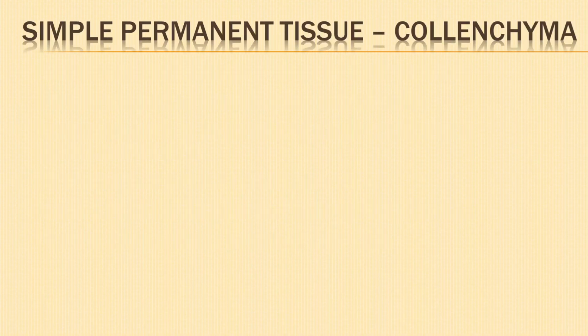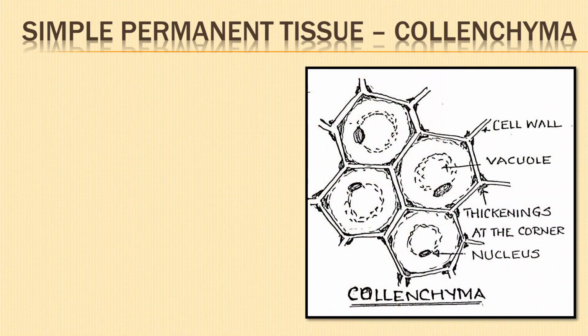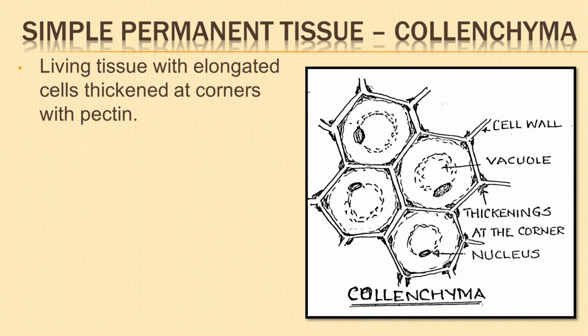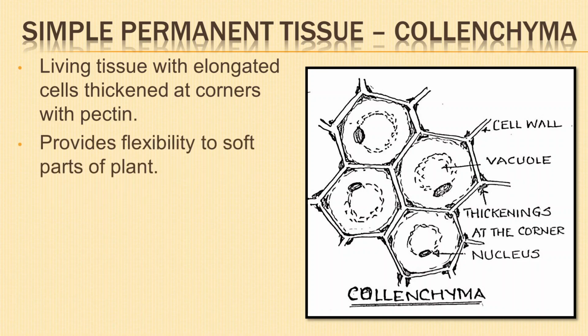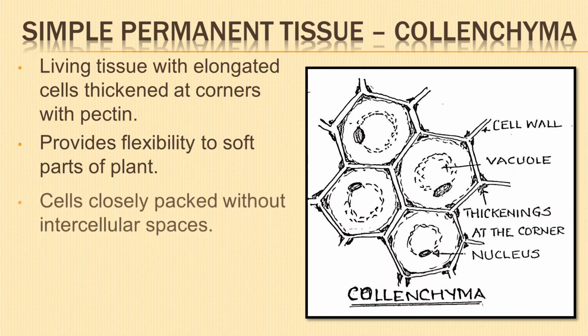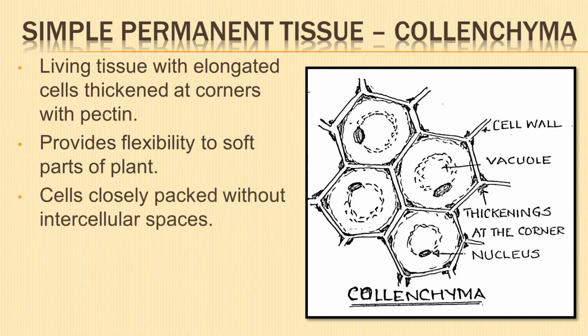The next type of simple permanent tissue is the chlorenchyma. Chlorenchyma is a living tissue with elongated and thickened cells having cellulose and pectin at the corners. The tissue provides flexibility to soft parts of the plant so that they can bend without breaking. The cells are closely packed without any intercellular spaces.